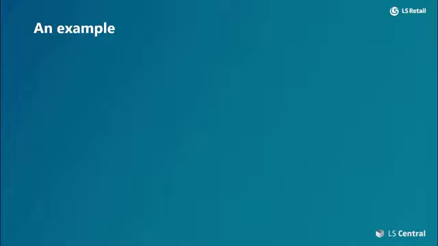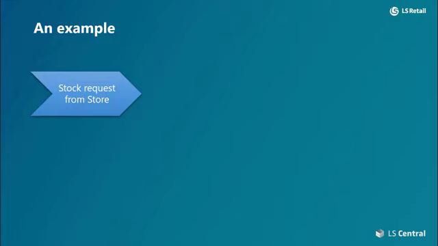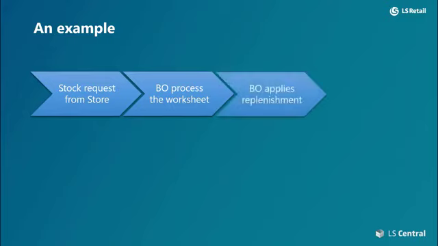If you're still having trouble understanding this, let's take a quick look at an example. In this example, a store is going to raise a stock request for a list of items. The store does that through a worksheet. This can be done manually or with the help of the mobile inventory app. Next, the worksheet is sent to the back office for review and processing. Now, at the back office, the staff may apply various functionality from the replenishment module. And finally, the store receives the goods after the order has been processed.